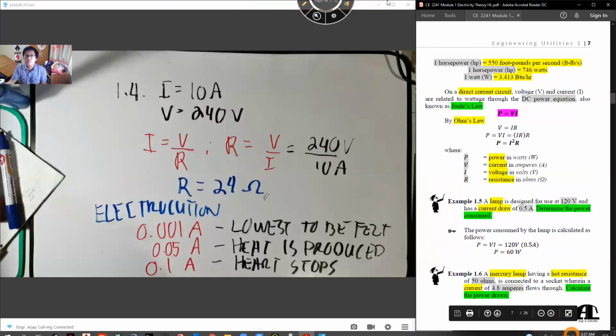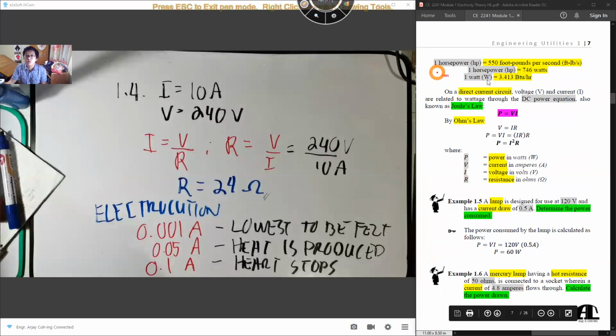Okay. So meron tayong conversion class ng horsepower to watts. Okay. So ang 1 horsepower class is equal to 550 pound-foot per second. Okay? So 1 horsepower class is equal to 746 watts. Tapos class, ang 1 watt is equal to pag BTU per hour naman tayo class. Okay? So titignan class, again, rate at which work is accomplished. So parang work over second.